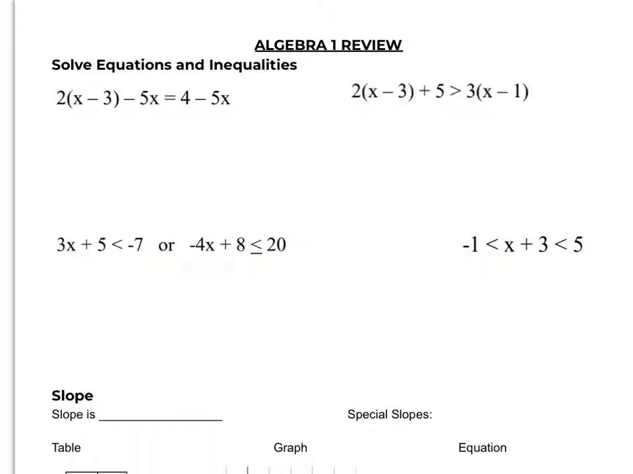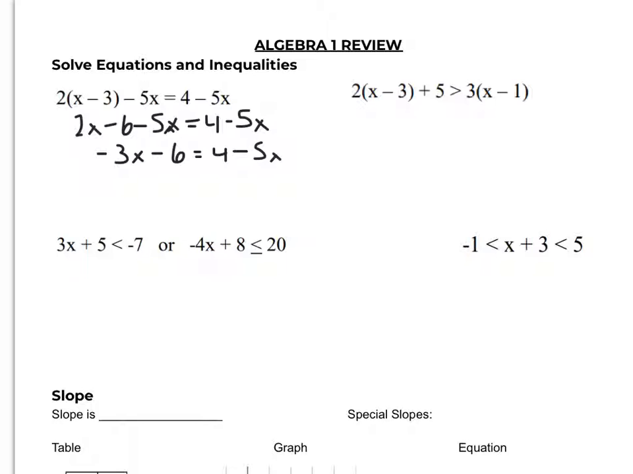We're going to review our Algebra 1 and Systems of Equations review unit for the final. What that unit started with was just reminding ourselves how to solve basic equations and inequalities. The first steps for those are to distribute and combine like terms. So 2x minus 6 minus 5x equals 4 minus 5x. And we're just solving this.